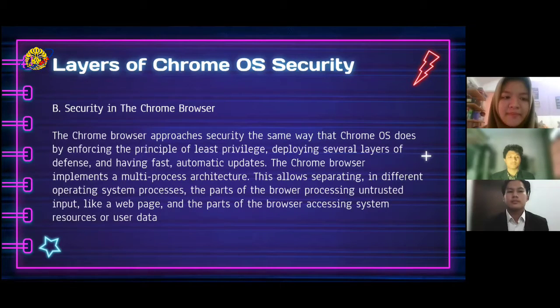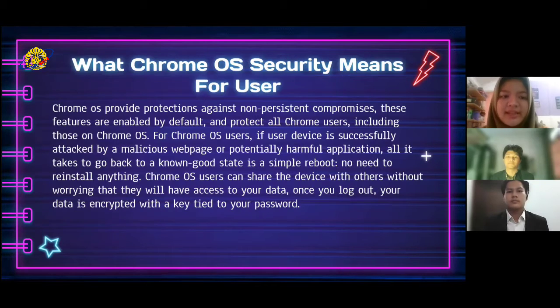B. Security in the Chrome browser. The Chrome browser approaches security the same way that Chrome OS does, by enforcing the principle of least privilege, developing several layers of defense, and having fast automatic updates. The Chrome browser implements a multi-process architecture. This allows separating, in different operating system processes, the parts of the browser processing untrusted input, like a web page, and the parts of the browser accessing system resources or user data.